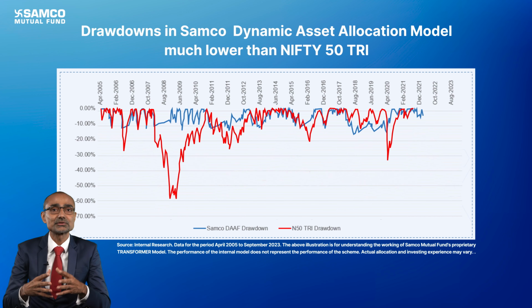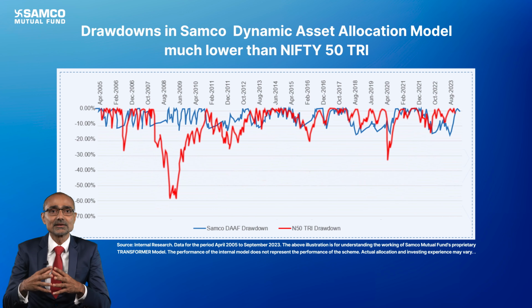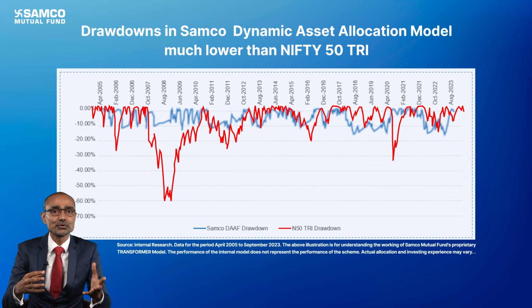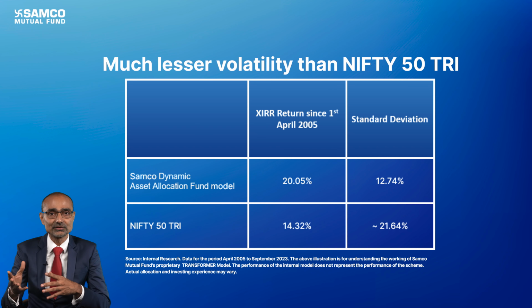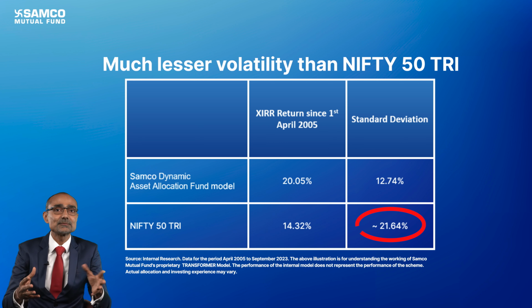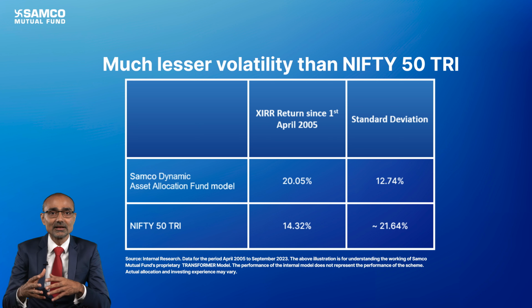This is the drawdown of the model since 2005. The blue line is the Samco DEF transformer model's drawdown and the red line is the benchmark's drawdown. The XIRR returns of the Samco DEF transformer model since 2005 is 20.05% with a low standard deviation of 12.74%, compared to Nifty 50 TRI, which has returned 14.32% with 21.64% standard deviation. Disclaimer: the past hypothetical backtest results are neither an indicator nor a guarantee of future results. Actual results shall vary from analysis.